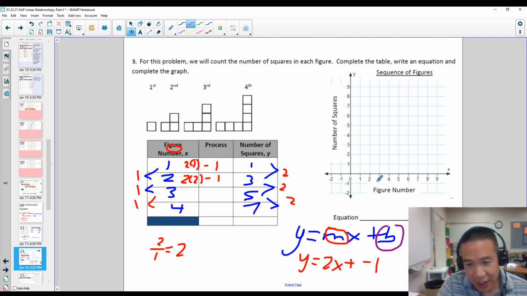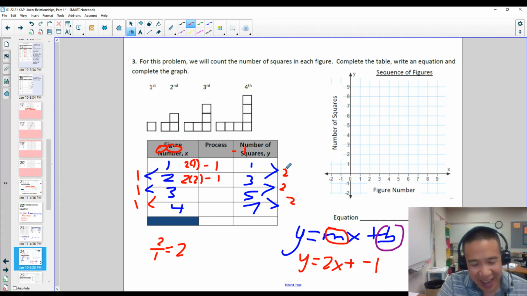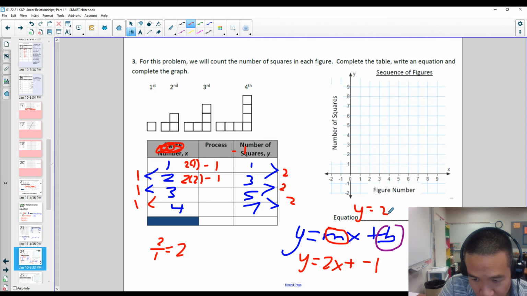Subtract 1. So figure number 0 would be negative 1. Because if it's changing by 2, if I go backward, what would figure number 0 be? Figure number 0 would be negative 1. So it's y equals 2x plus negative 1. But a simpler way of writing it is y equals 2x minus 1.